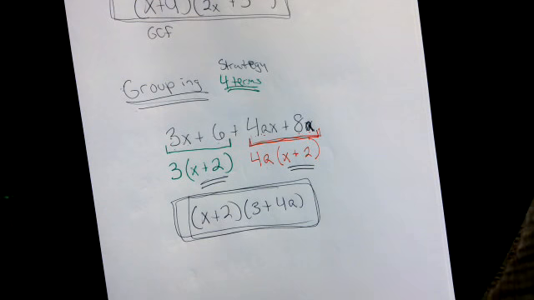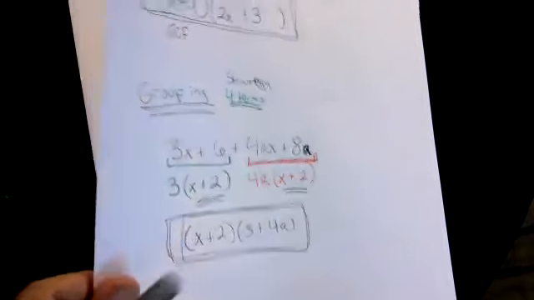I'm going to do one more example of that, and that'll basically finish up what we've got tonight. And then we covered 5.3, 5.4, and 5.5. So we'll do one more example of factoring by grouping.